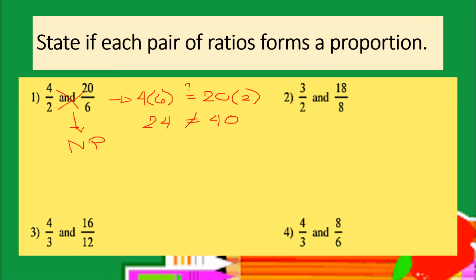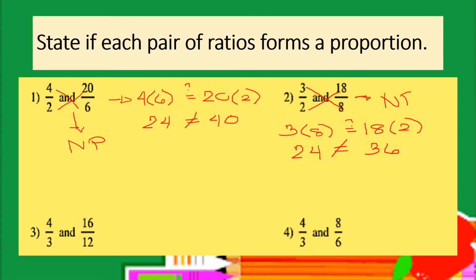For the second one, we have 3 times 8 and 2 times 18. 3 times 8, is it equal to 18 times 2? 3 times 8 is 24. 18 times 2 is 36. 24 will never be equal to 36. So it means that this is not a proportion.